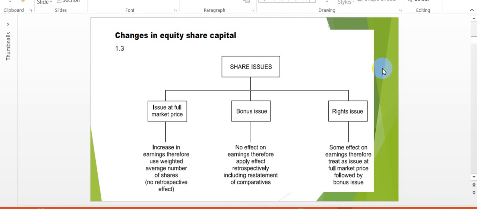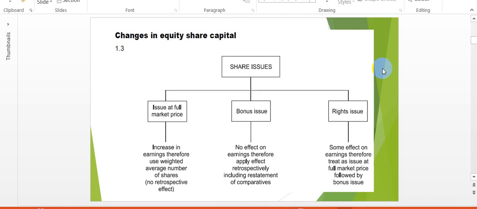The third way shares may be issued is through a rights issue. A rights issue is when new shares are offered to the current shareholders at a discount, and they have to accept the offer or not. So a rights issue will result in some effect on earnings. Therefore, you should treat it as an issue at full market price, followed by a bonus issue.